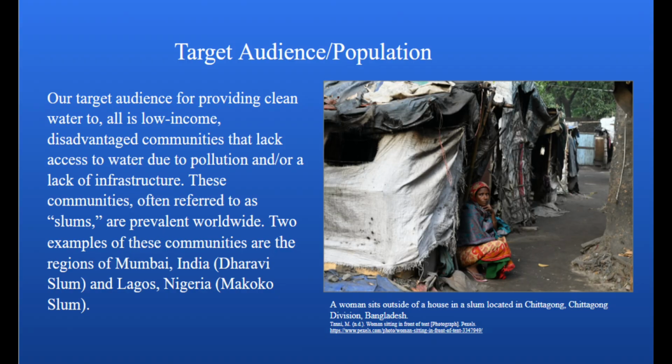So our next slide here, the target audience slash population. Our target audience for providing clean water to is all low income and disadvantaged communities that lack access to clean water due to pollution and or a lack of infrastructure. These communities are often referred to as slums, and they really are just worldwide. Two examples of these would be Mumbai in India and Lagos in Nigeria. And we also have a good picture here of a woman sitting outside of a slum in Bangladesh.